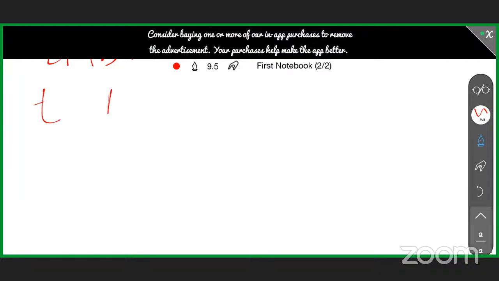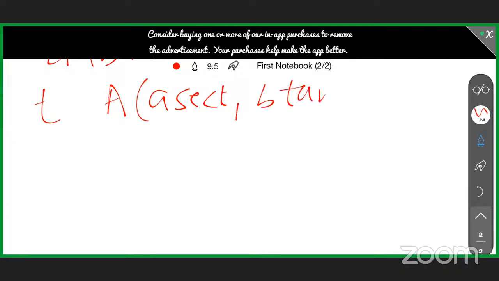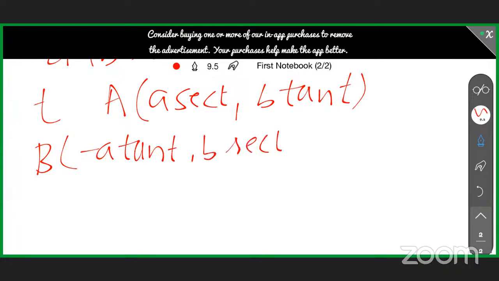Point A is (A secant T, B tan T), and point B is (minus A tan T, B secant T), and the origin is (0, 0). Again, we have to find the locus of the centroid of this triangle.